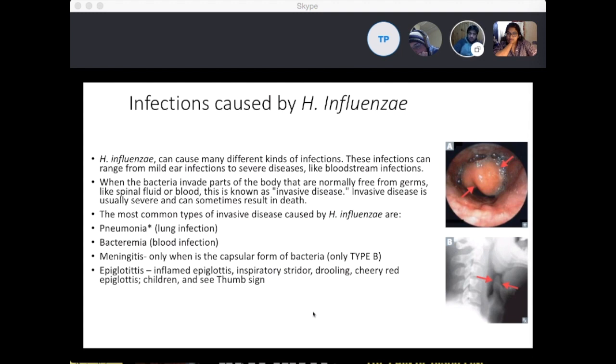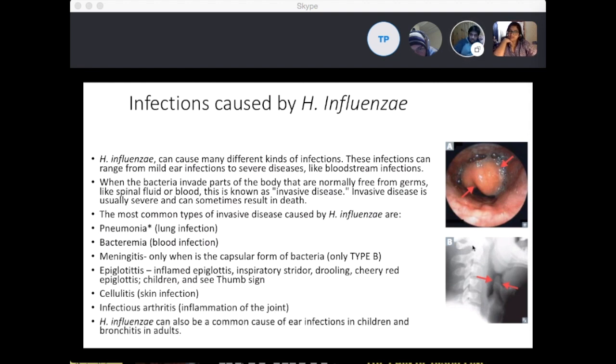So this is going to get an inflamed epiglottis, inspiratory stridor, drooling, and then you're going to see this cherry red epiglottis in children, and you can also see a thumb sign on X-ray. These pictures came directly from First Aid. Cellulitis and infectious arthritis are some, but it can also cause common ear infections. As Lucy mentioned, you can get otitis media from this as well.